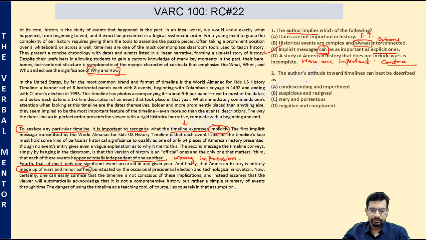Question 2. The author's attitude towards timelines can best be described as. So overall tone of the passage. The question becomes overall tone of the passage. What is the tone of the passage? Okay. Clearly, author is not happy with timelines. He thinks that they're insufficient teaching tools. They do not tell students everything that is important about US history. They are myopic in nature. They are narrow in scope. So his attitude is negative towards US timelines. Option A.